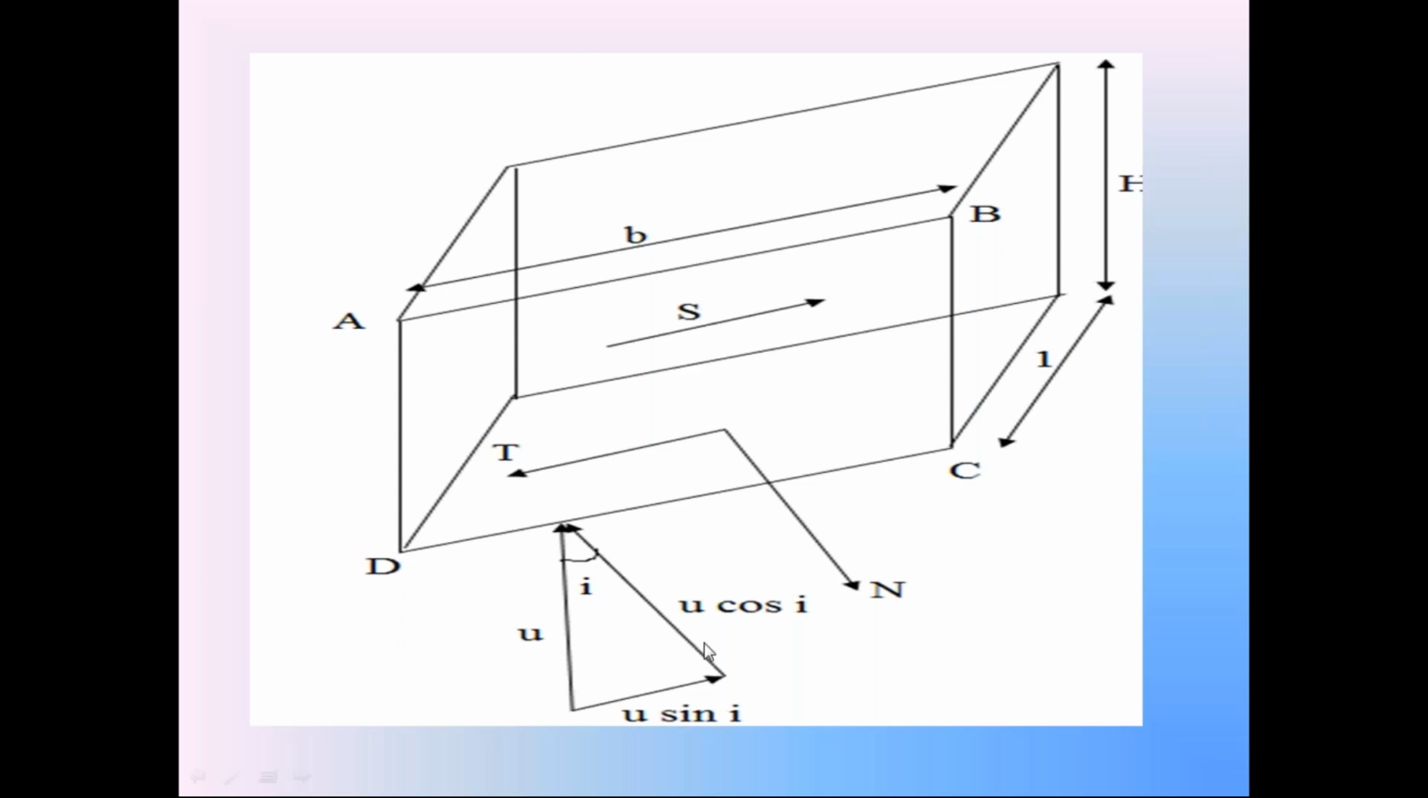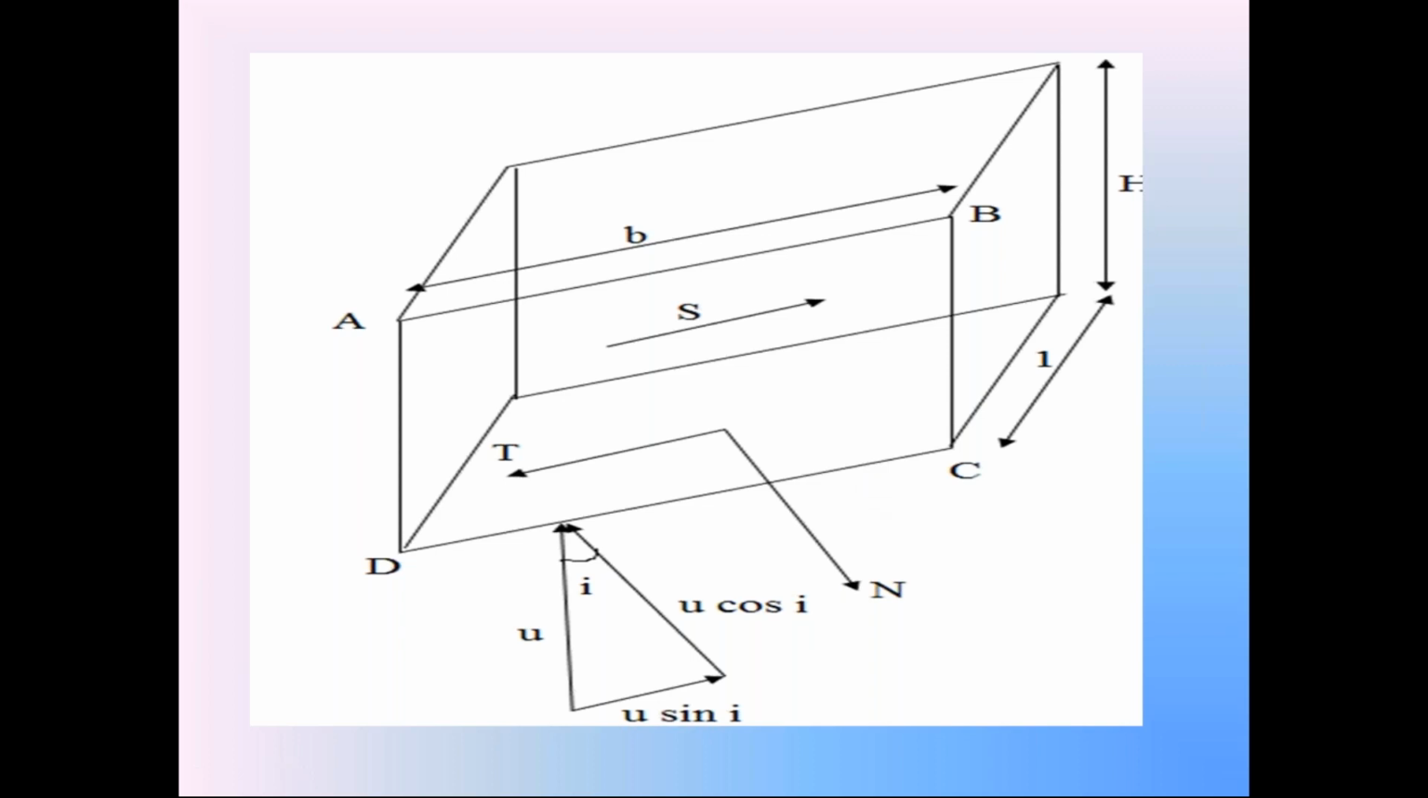We know U is the pore water pressure. Already we calculated that magnitude. U is equal to gamma W into H cos I. So this normal pore water pressure is U cos I, that is gamma W into H cos I into cos I. So this normal pore water pressure is gamma W into H into cos square I. Convert that normal pore water pressure into force by multiplying it with the area of surface CD, B into 1. So check this calculation carefully.